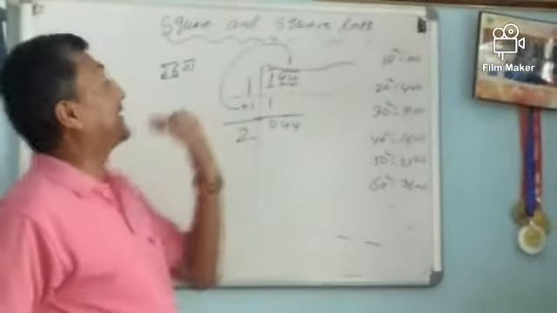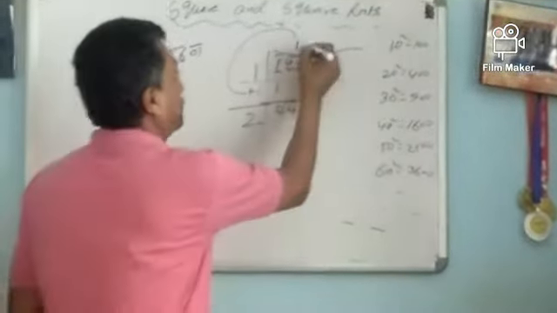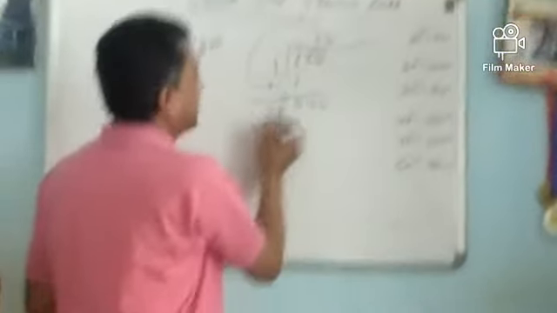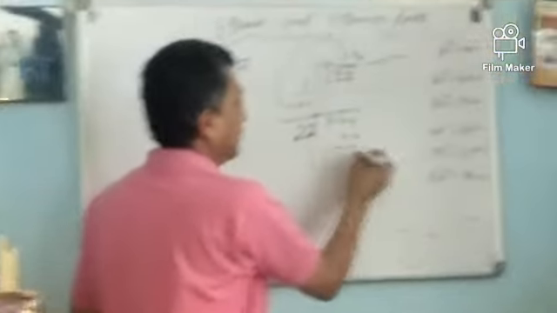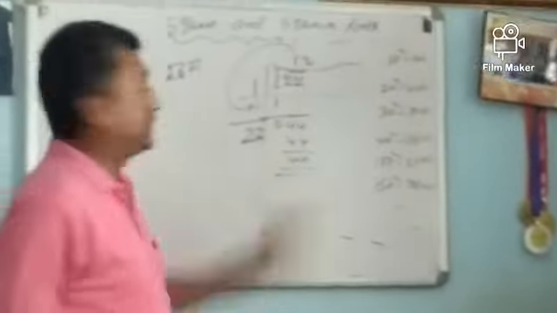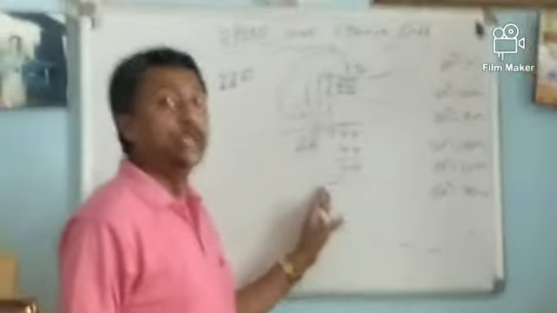So we have to take the next number. The next number after 1 is 2. So put the 2. 2 2s are 4. So 22 2s are 44. So now it is cancelled. So we can say the 12. So this is the division method to find the square root.